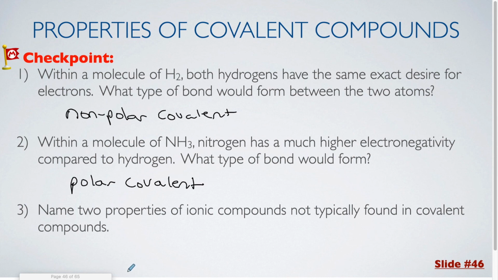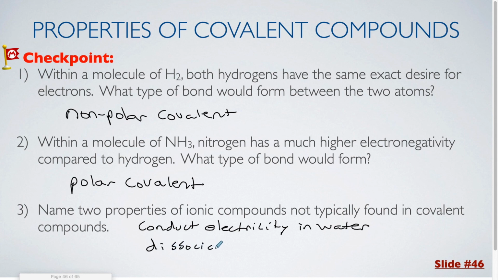In our final question, we are trying to write out properties that would occur in ionic compounds that are not typically found in covalent compounds. One example would be that they conduct electricity in water. Another example would be that ionic compounds dissociate in water. That means that they separate into positive and negative ions.